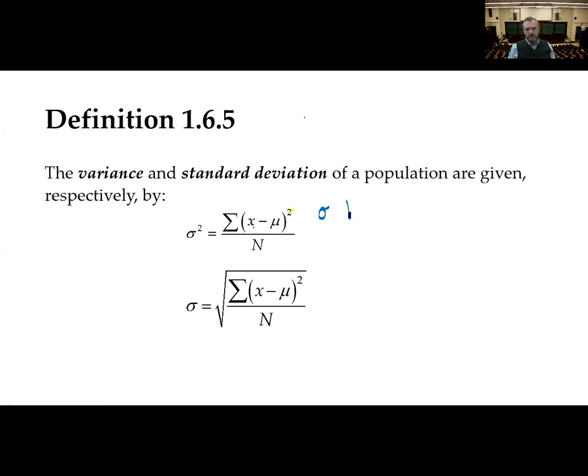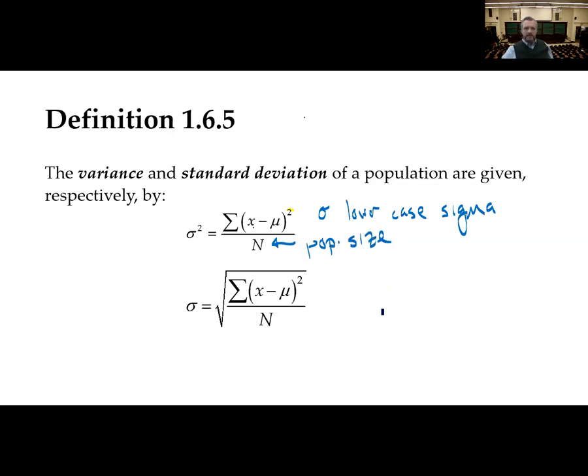That symbol is lowercase, it's pronounced sigma. So sigma squared is population variance. And then when you take the square root, you have standard deviation. Notice that this n down here, that is the population size, okay?